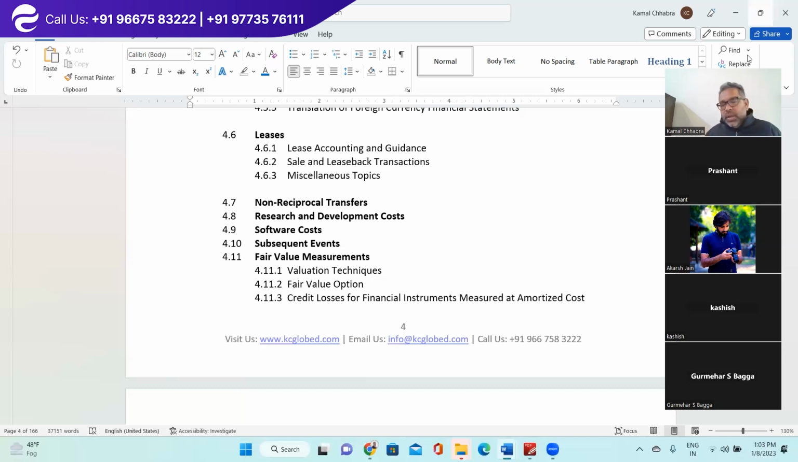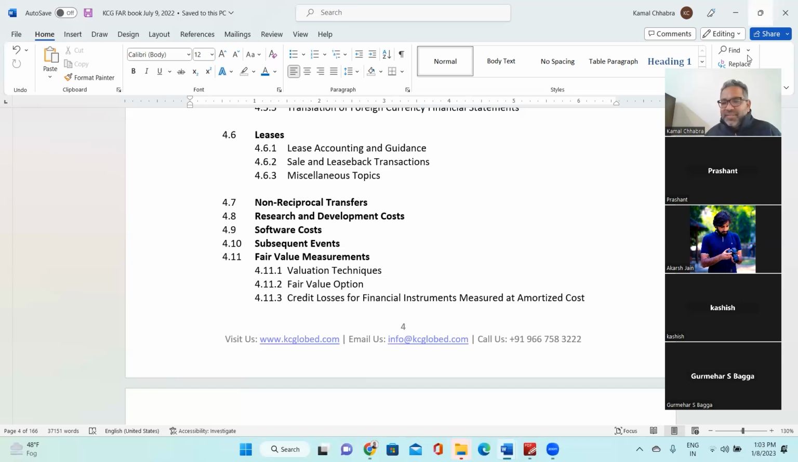Yeah, very well. Any of you can guess why companies do sale and leaseback transactions? What is the major reason of doing sale and leaseback transaction? Is it to reduce their depreciation expense? Actually, they want to reduce the capex and increase the opex. Yes, very good point.